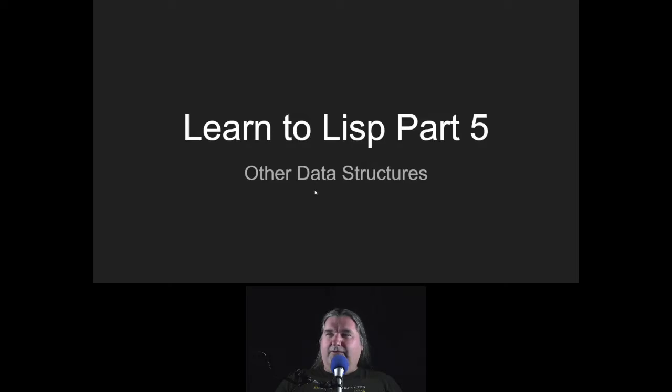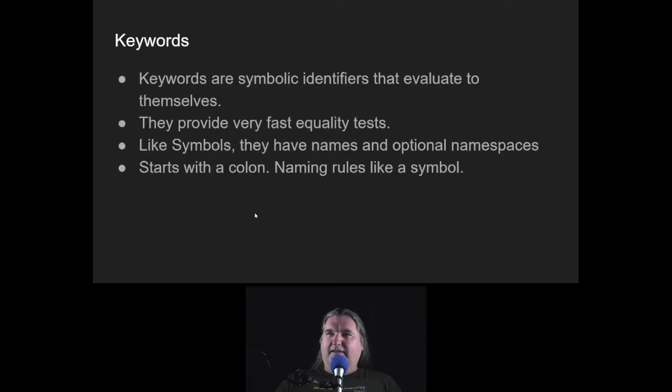The first thing I want to talk about is keywords. Keywords are symbolic identifiers that evaluate to themselves. They provide fast equality tests, and like symbols, they have names and optional namespaces. They start with a colon, and naming rules are like a symbol.